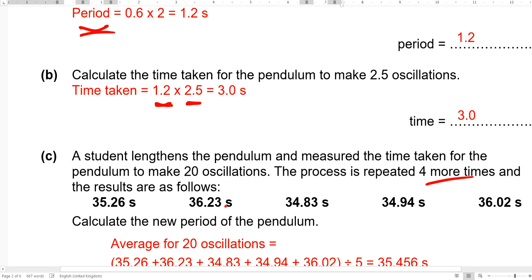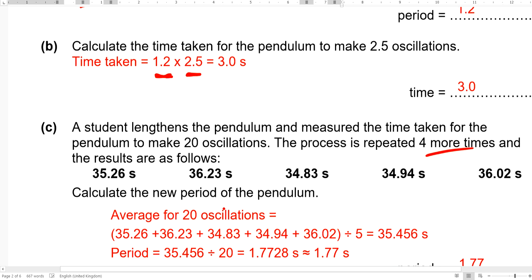He did it so many times. Why? To make it reliable, the human reaction error becomes smaller. We measure it for 20 oscillations, which reduces the human reaction time error, because we divide it by 20, so it becomes very small. And then we repeat the experiment so many times because we want to remove all sorts of other random errors.